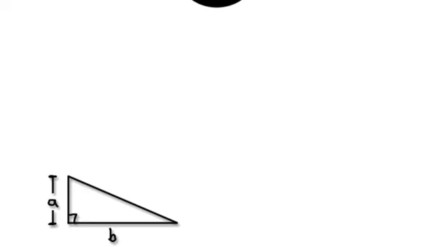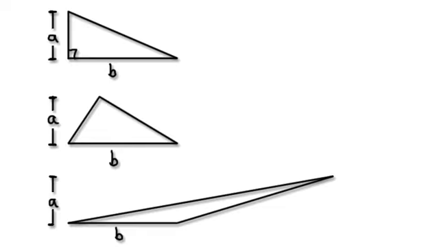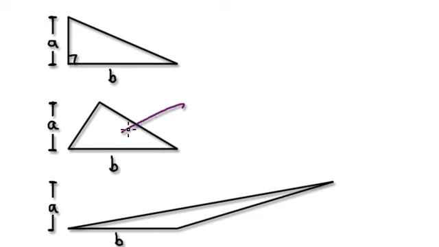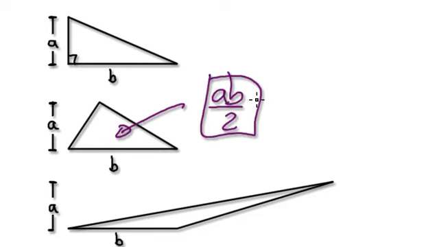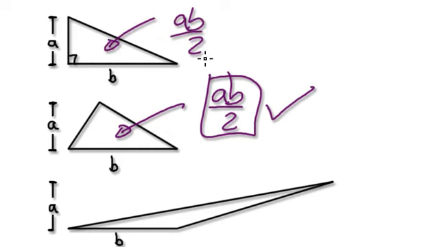So following on from the previous video, we worked out that the area for this triangle is given by AB over 2. We know that this is true. The area of this is AB over 2. So now we need to work out the area of this.